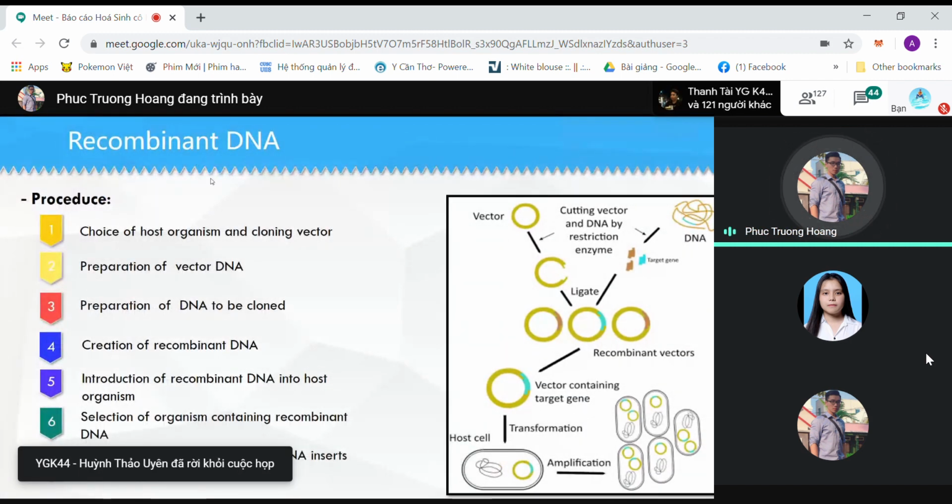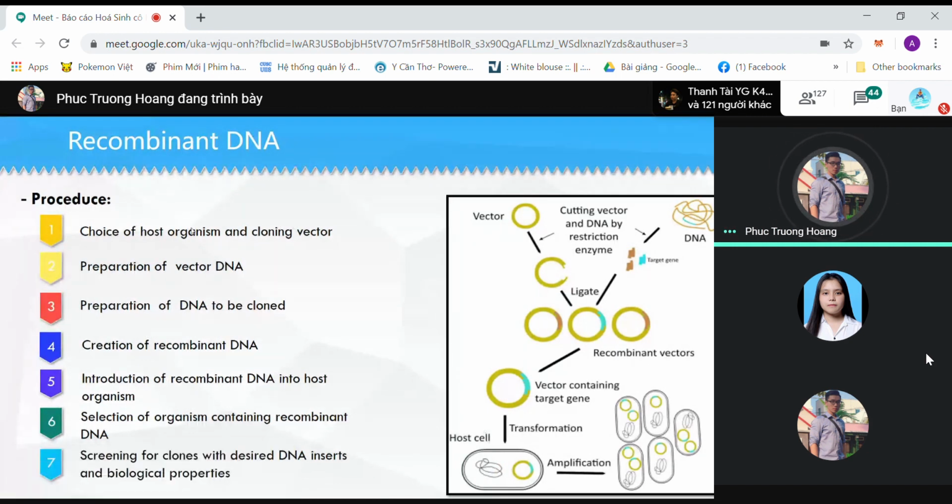Recombinant DNA has 7 steps. First, we need to choose the host organism. As you can see here, the host cell. Next, we prepare a vector and prepare the DNA. Next, we cut the vector and DNA with a restriction enzyme. Then we combine them together and create the recombinant DNA. That is step 4.